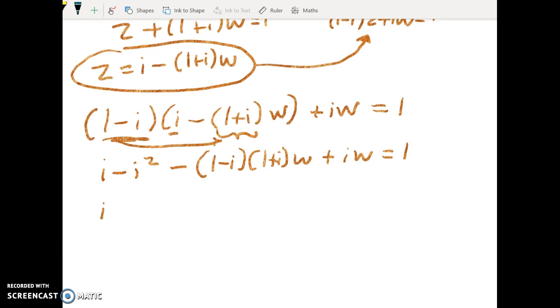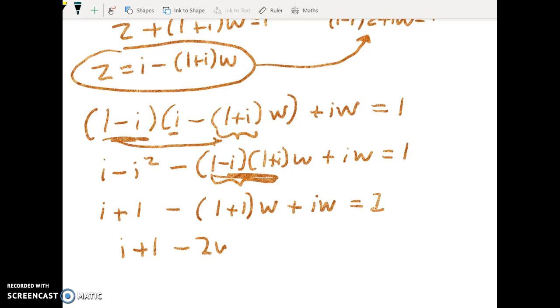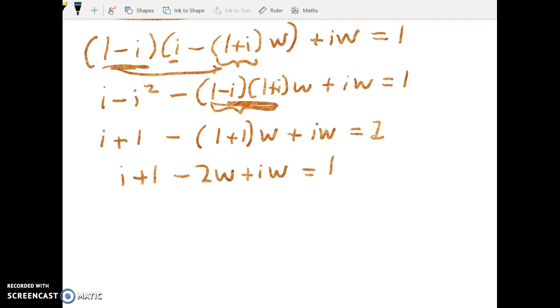So let's clean this up now. We've got i minus i squared, so plus 1, minus, now this is a difference of two squares with complex numbers, so we have 1 plus 1, which is just 2. That's why I spotted that and didn't expand it out further. So it speeds that up a bit. So we have i plus 1 minus 2w plus iw is equal to 1, giving me i plus iw minus 2w is equal to 0, taking 1 off both sides.